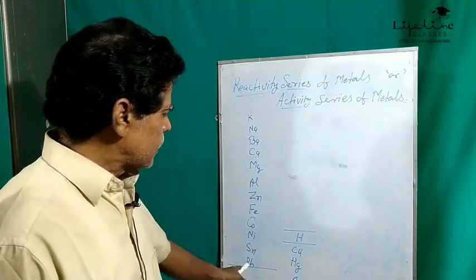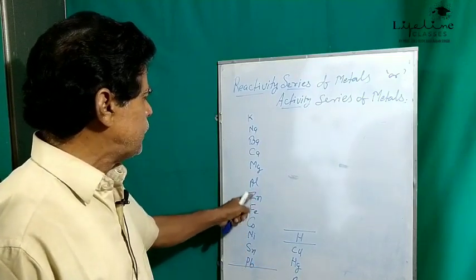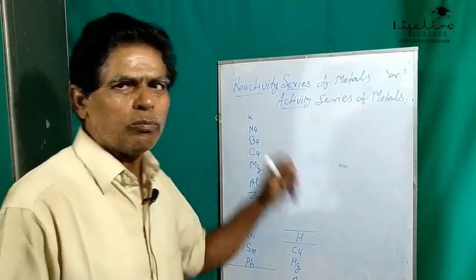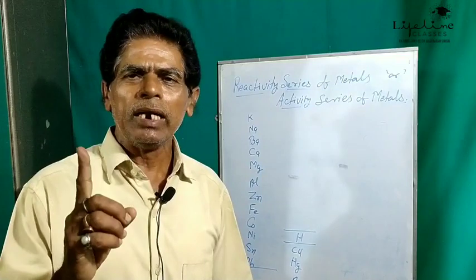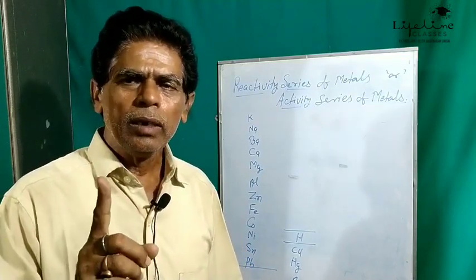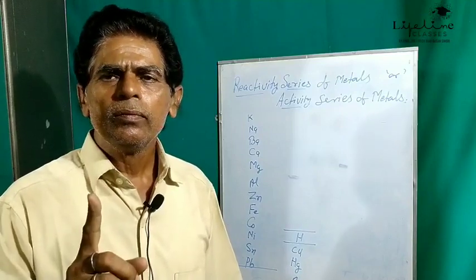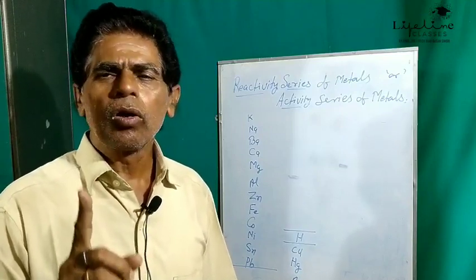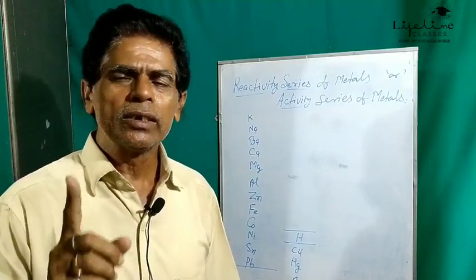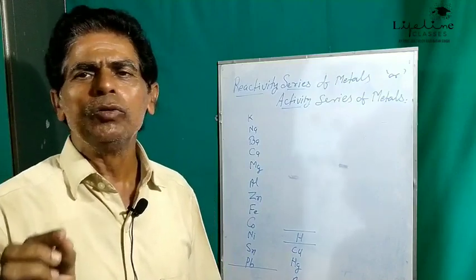So, all the metals like lead, tin, nickel, cobalt, iron, zinc, aluminum, magnesium, calcium, barium, sodium and potassium have the tendency to displace hydrogen atoms or hydrogen ions from the aqueous solution of mineral acids like hydrochloric acid and sulfuric acid, that is, dilute hydrochloric acid and dilute sulfuric acid.